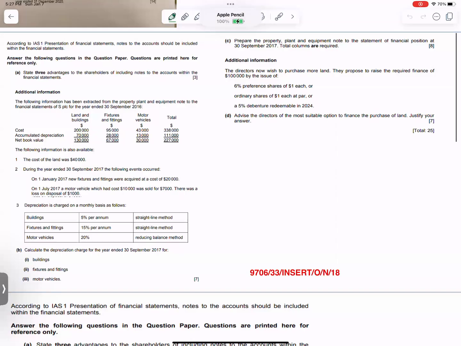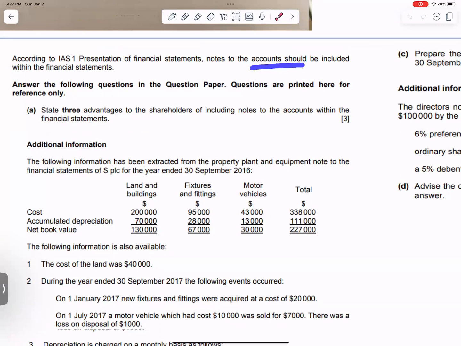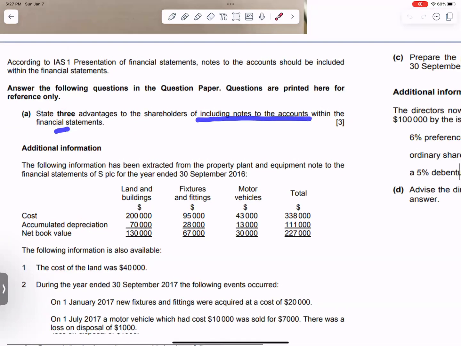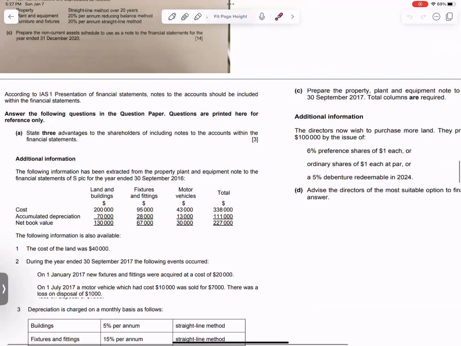Okay. This is a question of October/November 2018, paper 33. Can you read the question, please? According to IAS 1, Presentation of Financial Statements, notes to the accounts should be included within the financial statements. State three advantages to the shareholders of including notes to accounts within the financial statements. So can you give me three advantages of having the notes to accounts in the financial statements?